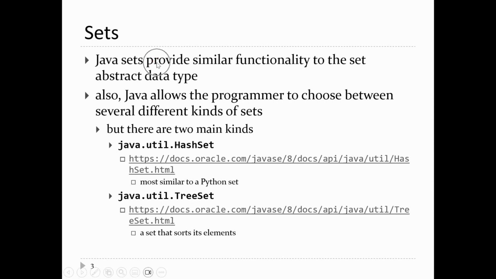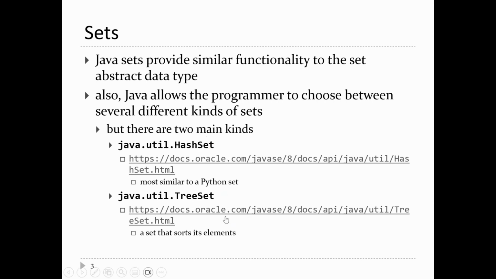Okay, so Java sets provide similar functionality to mathematical sets, right? But you are allowed to choose from different kinds of implementations. So I can choose to use a hash set, or you can choose to use a tree set. There are other types of sets as well. If you use the Python set, then the Java set that's most closely related to the Python set is hash set.